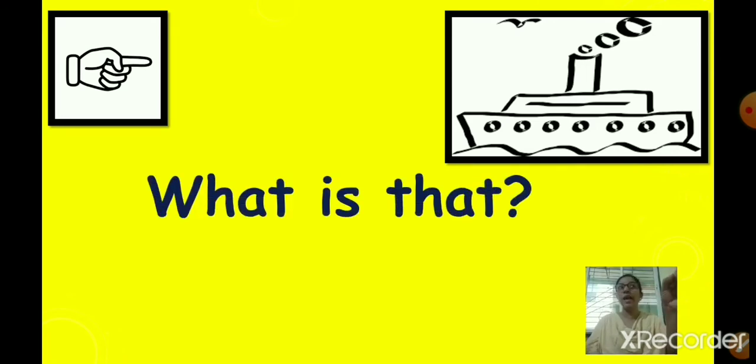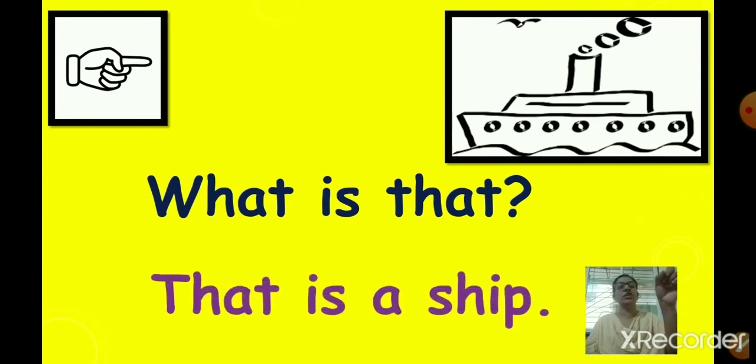Now, what is this? Ship. Now, is the ship near to you or far away? It is far away. So, here also you are going to use what is that? You are pointing out to the far object. What is that? How will you answer? That is a ship.